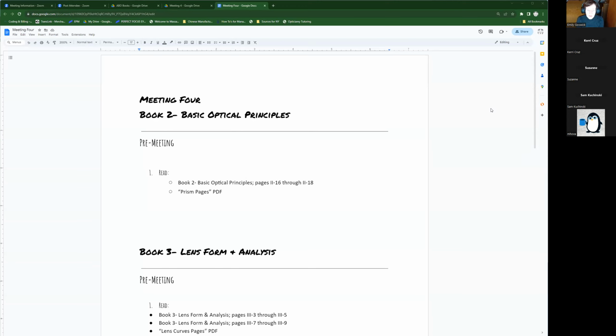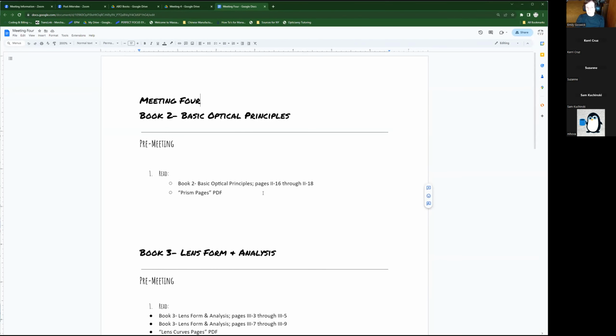So we have a bunch of prism stuff to go over. I think this stuff is kind of fun, but it's easy to make mistakes, so I like to draw this stuff out. I think it's kind of entertaining. The things that relate to what we're going to talk about first are finally finishing book two, basic optical principles, and then the PDF called Prism Pages.